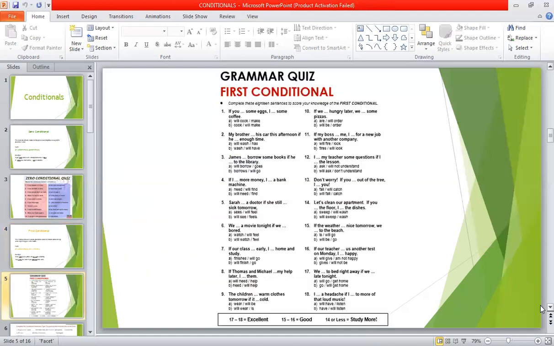Here's a nice quiz. You can do it, correct it yourself, and give yourself a grade. Complete these 18 sentences to score your knowledge of the first conditional. It's easy to do. If you blank some eggs, I blank some coffee. So here's the answer: if you cook some eggs, I'll make some coffee. So the first part of the sentence, cook, is present simple, and the second clause of the sentence is will plus infinitive.